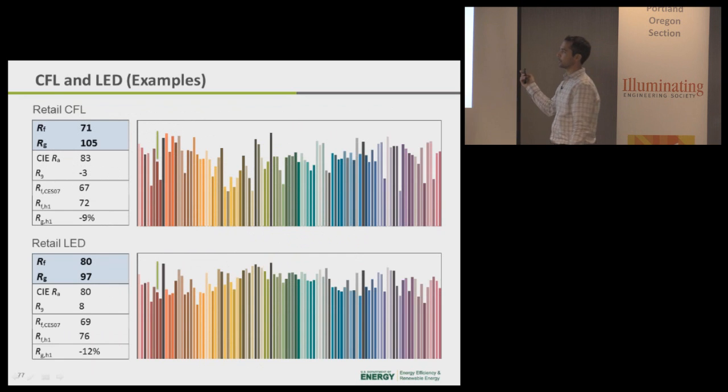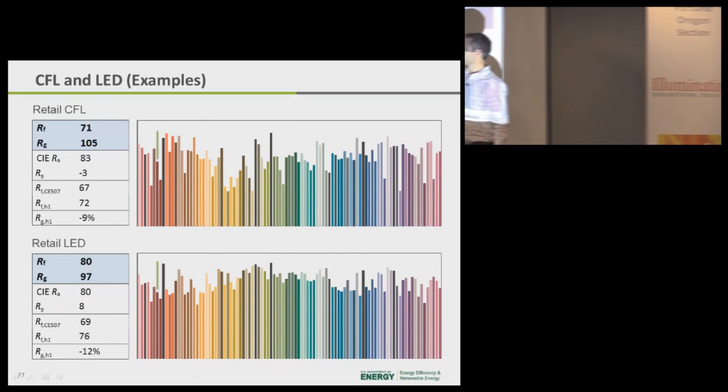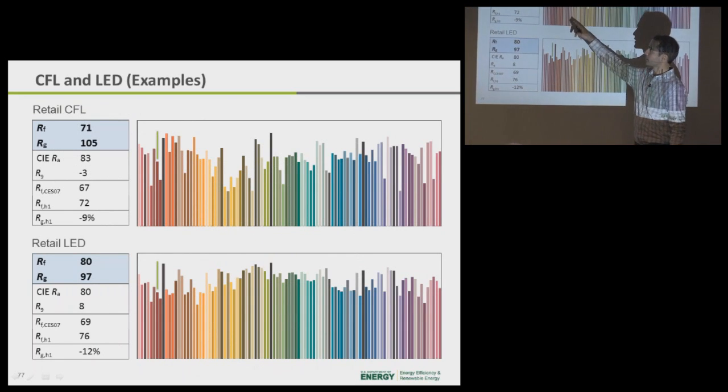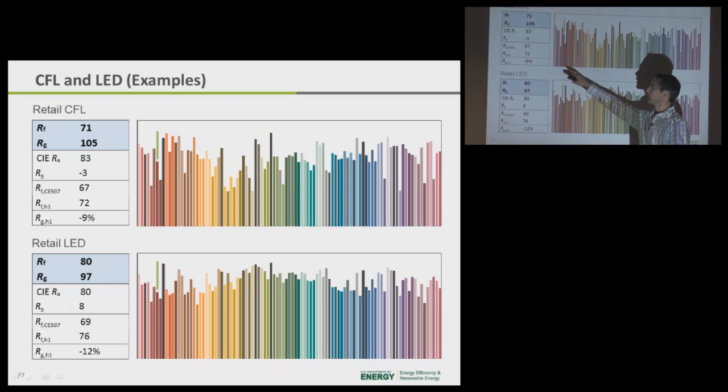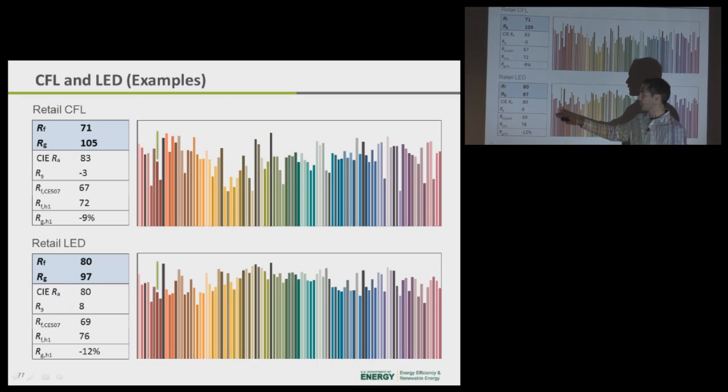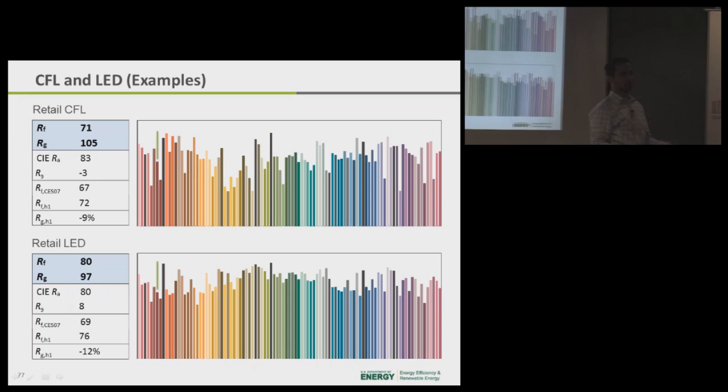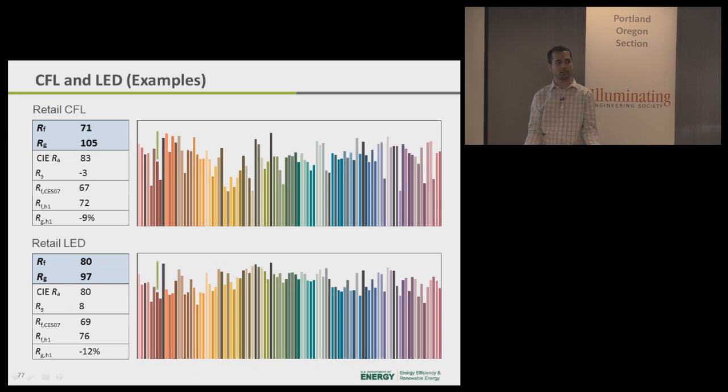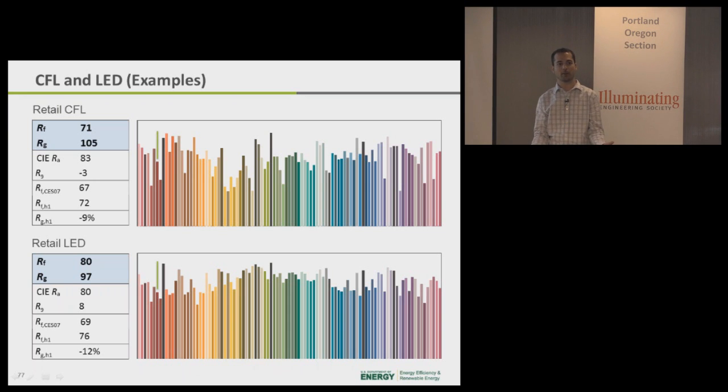If I look at this example, and so R9 on this source, they're pretty similar, but this source renders other reds very poorly, where this source doesn't have that drop. So that's why considering one sample as representative of all reds is kind of problematic. And we can solve that with TM30 using those broader Hue Bin averages.